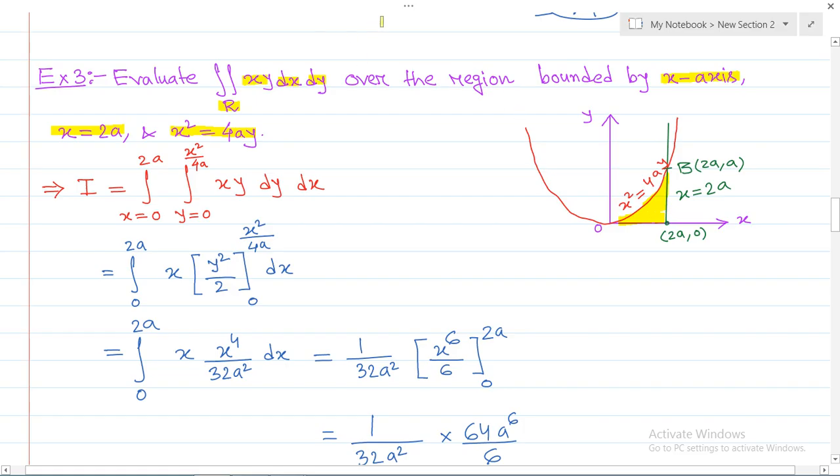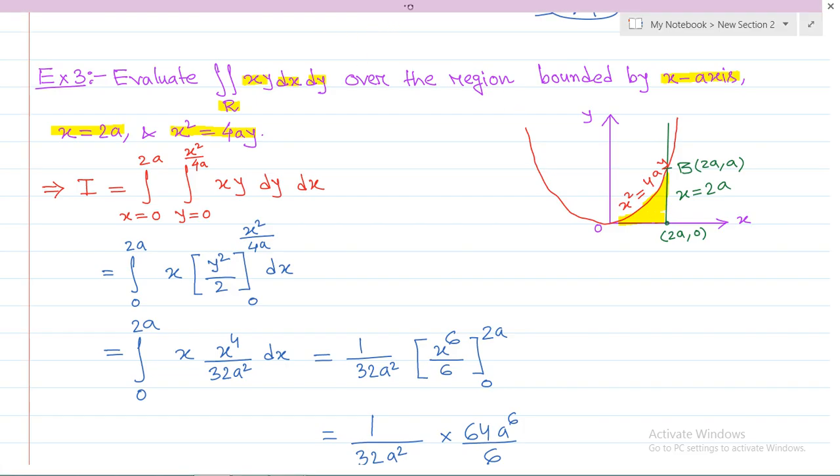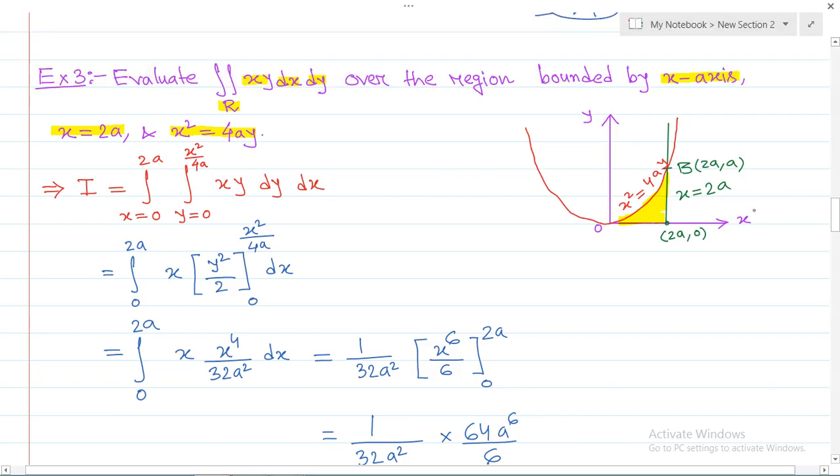Now how to find out the region R for which x will vary and y will vary? Let us try to identify the points. This straight line will intersect this parabola at a point B, 2a comma a. How to get this value? Very simple. You put x equal to 2a in x square equal to 4ay, and you will get the value of y itself. So the B coordinate is 2a comma a, and this point is 2a comma 0. So x is varying from 0 to 2a.